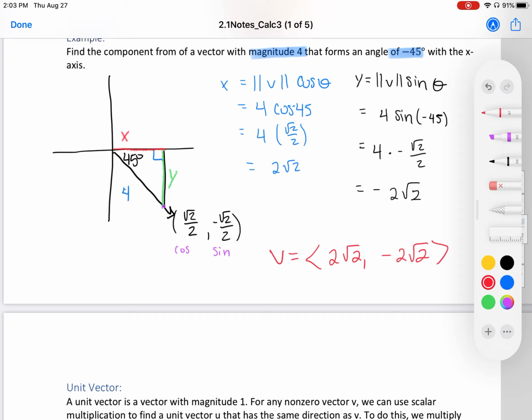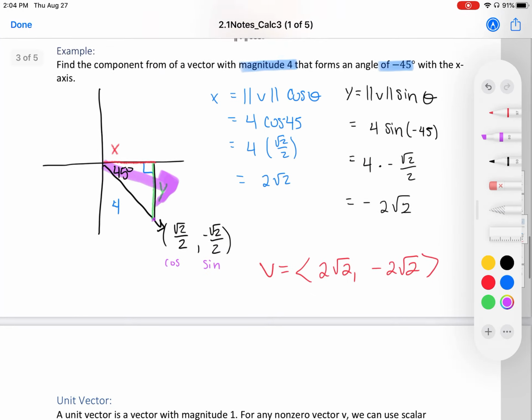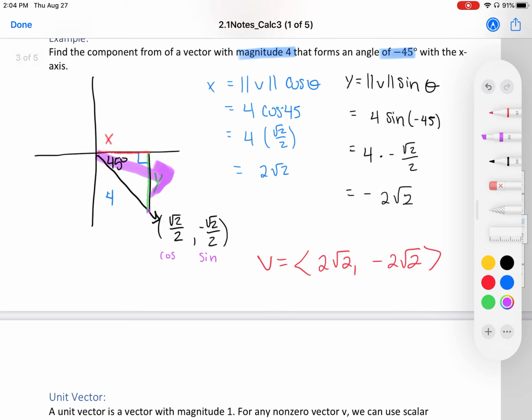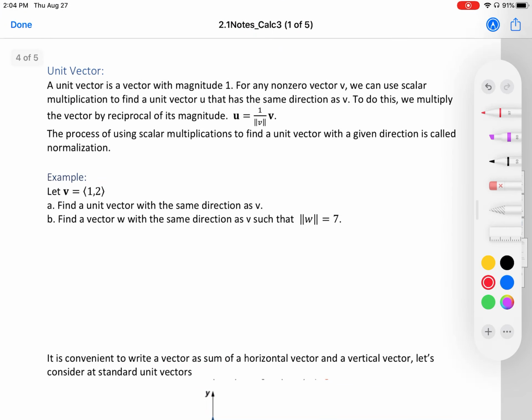So if we want to draw this vector out, it will look something like this, right? Well, I don't know. I guess I don't want to leave you thinking with that. So we would have to maybe write this in decimal form, and we can have a more precise idea of that vector. All right, next we have unit vector.